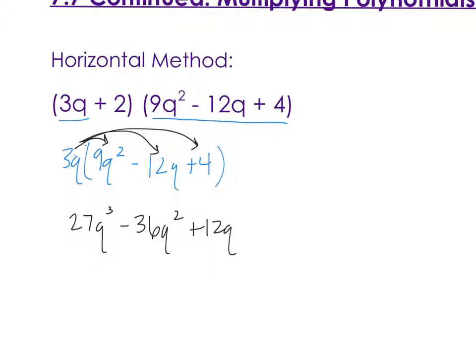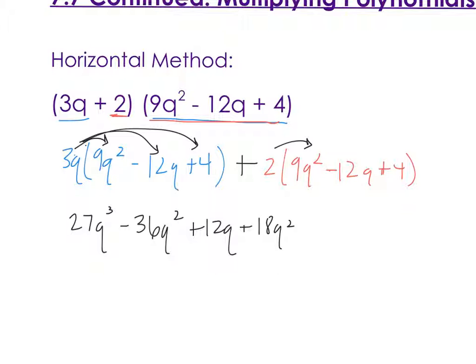Now I'm going to take my second term in that first binomial and multiply it by my entire second polynomial, or that trinomial there. So what this will look like is I'll add these terms together, and I will have 2 times the quantity 9q squared minus 12q plus 4. And then I'm going to distribute like I did before. And 2 times 9q squared is 18q squared. 2 times negative 12q is negative 24q. And 2 times 4 is 8.